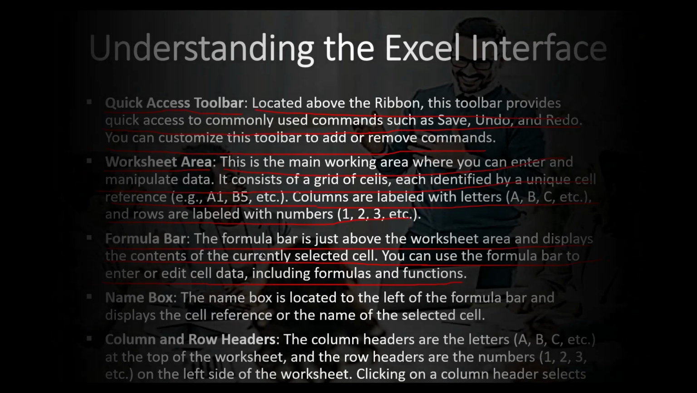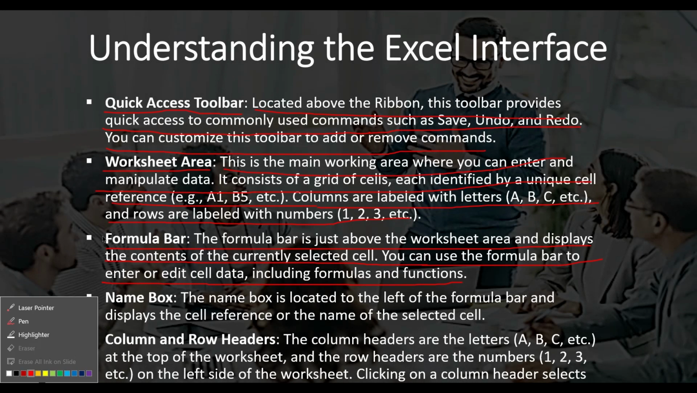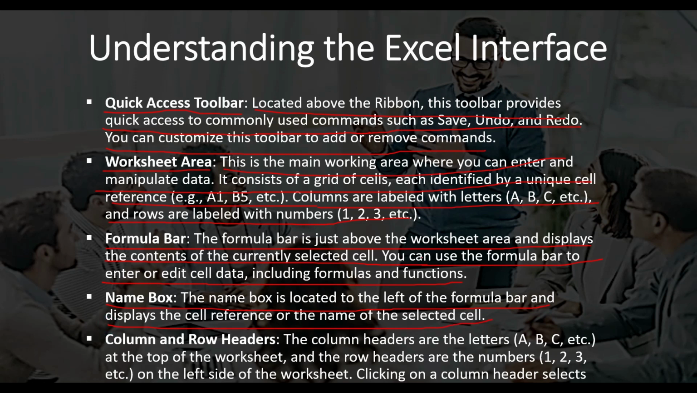Okay, then we have the name box. What is the name box? The name box is located at the top left of the formula bar and displays the cell reference or name of the selected cell. I already showed you the name box, where we can see the column and row number, A1, B1, C1, like that.